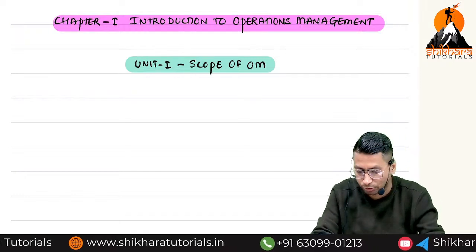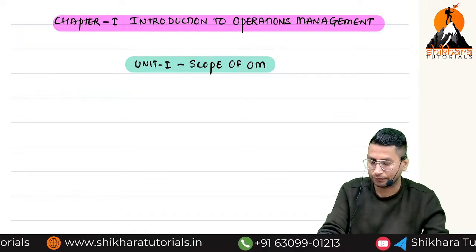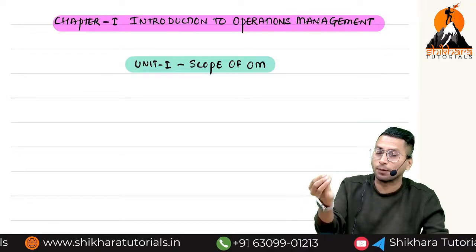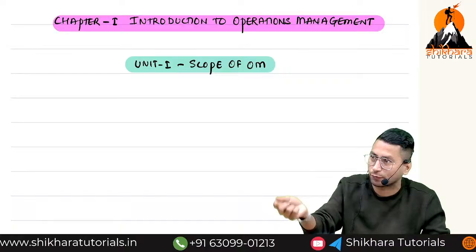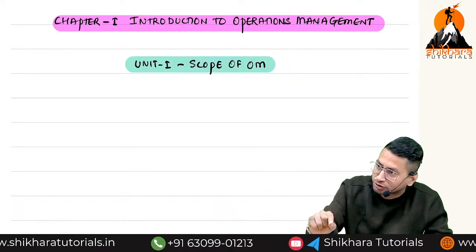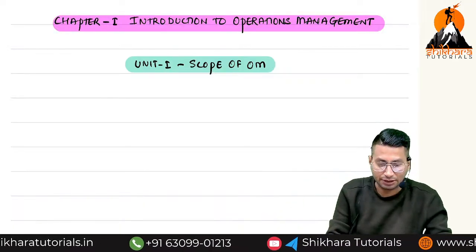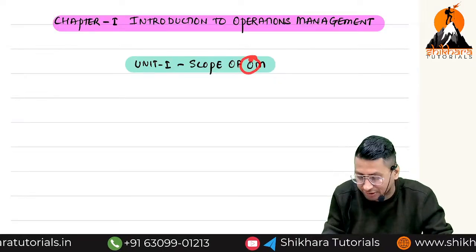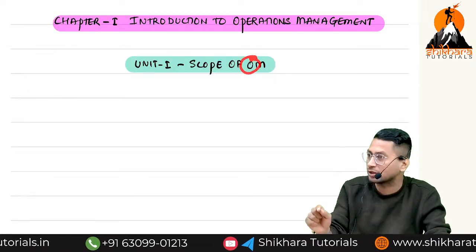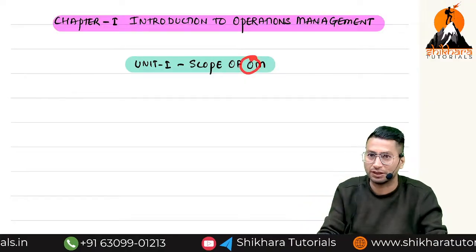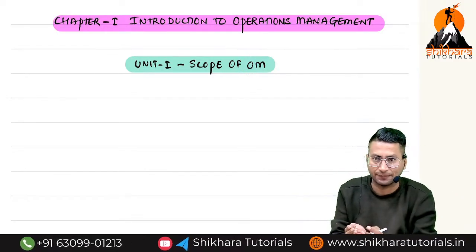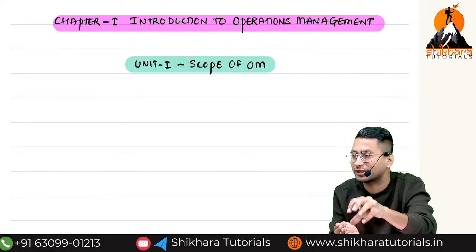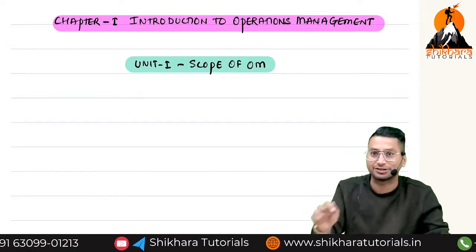As I already told you, what is operations management? Operations is a part of a business organization which is involved in the production of goods or provision of services. And operations of a business is called the engine of a business. If you assume that the entire business is a car, then operations management is the engine.